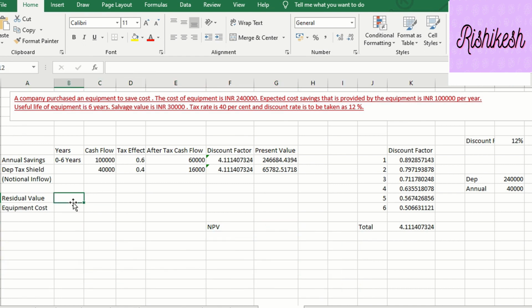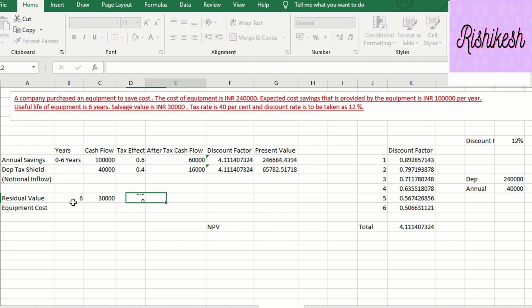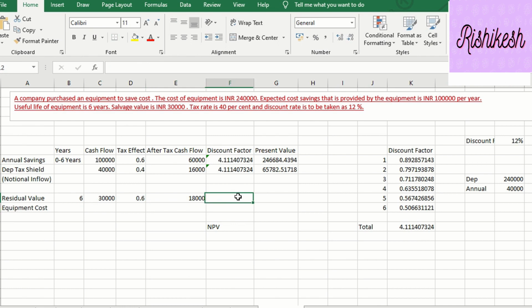Right, now talking about the residual value. So residual value will be only at the end of 6th year. And what is that residual value? It is 30,000. And what will be the after tax value for that? That will be equal to 30,000 multiplied with 0.6. And what will be the discounting factor that you will take? You will take the discounting factor for the 6th year only. Why? Because this salvage value, this residual value is only for the last year.